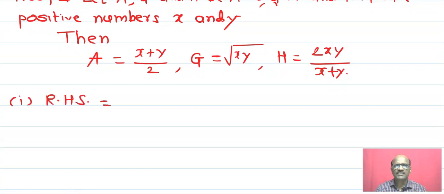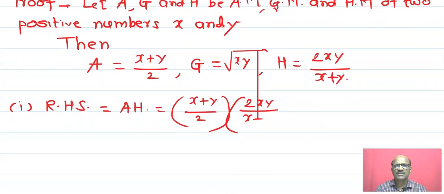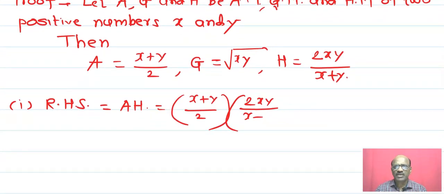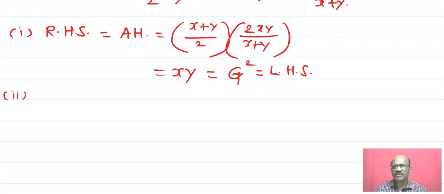Therefore, first the RHS, that is AH, that is (x plus y) upon 2 times 2xy upon (x plus y). A is for the arithmetic mean and H is for the harmonic mean. If you take their product, then you will get xy, which is equal to G square, that is the LHS, and hence AH is equal to G square.